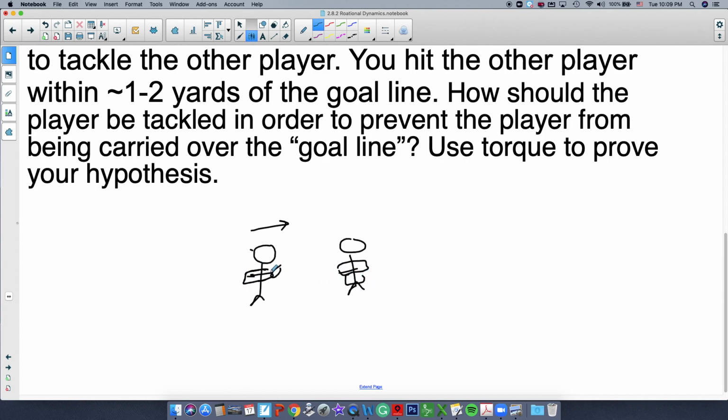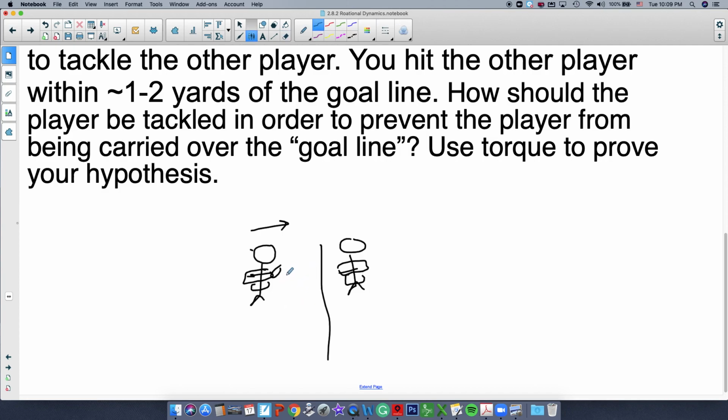All right, and then we have our goal line there. So how am I going to tackle this dude so that he doesn't get over that line? If you know football, it's pretty obvious. If I'm trying to stop the guy from getting to the goal line, I am not going to tackle him down there. That's a pretty effective way to get somebody down. However, what is going to happen when you tackle him down there? He's going to reach out, put the ball in the end zone, and touchdown.